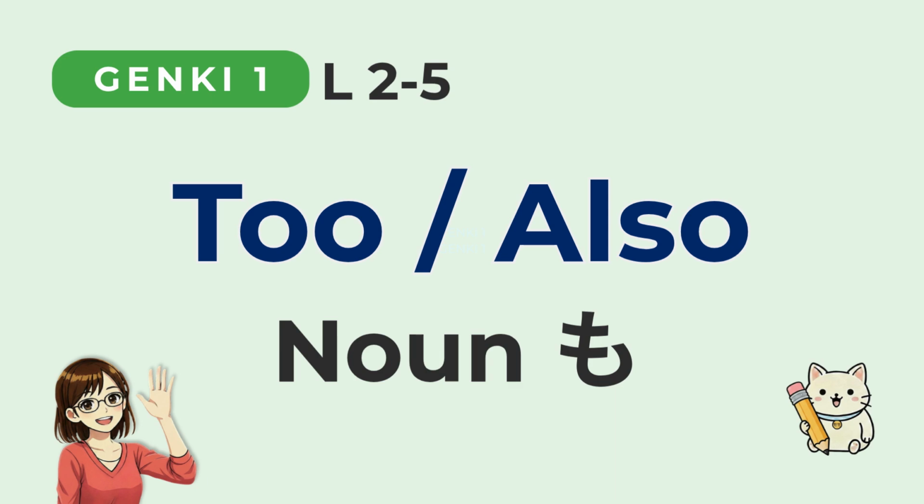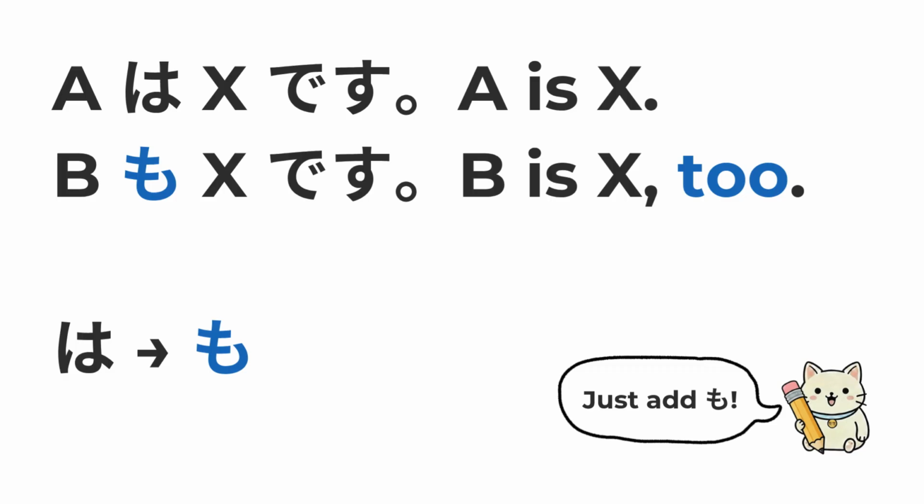In this lesson, we're going to learn how to say too and also in Japanese. Let's get started. You already know A は X です。 To say B is X too, just replace ha with mo. B も X です。 That's it.